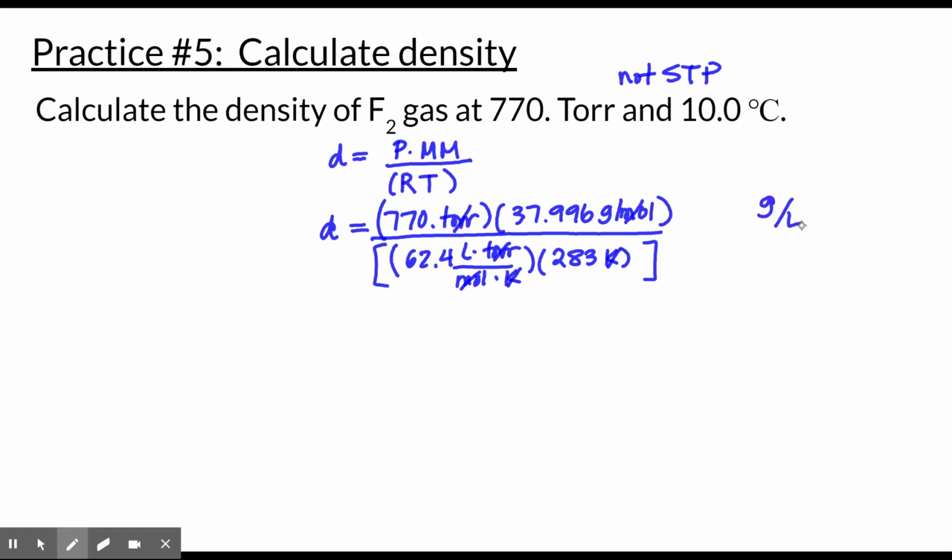So when you throw this in your calculator, you get 770 times 37.996 divided by the product of 62.4 times 283. And I get 1.6567, something like that. Just write down a bunch of decimals first. 1.6567 grams per liter. Significant figures says 3 sig figs, so density is going to be 1.66 grams per liter, which is a pretty small density and which makes total sense for a gas.